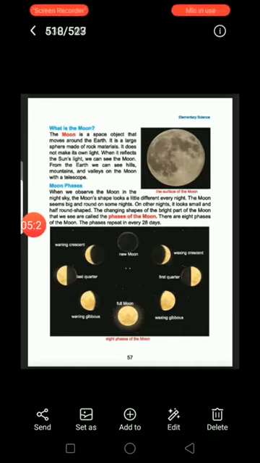What is the moon? Look, the moon is a space object that moves around the Earth. It is a large space body made of rock materials. Different types of rock materials are there in the moon. From the Earth, if you see the moon, you can see some shaded parts, which are rock materials. And when it reflects, it does not make its own light.